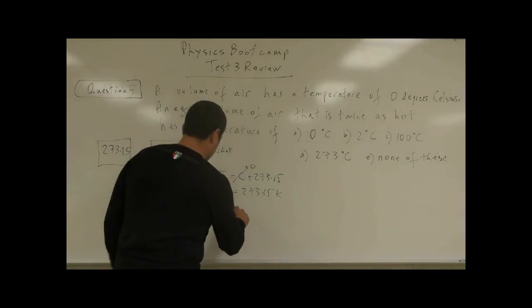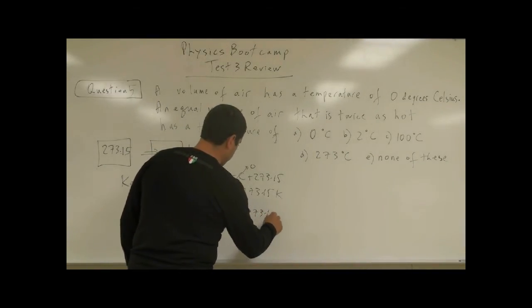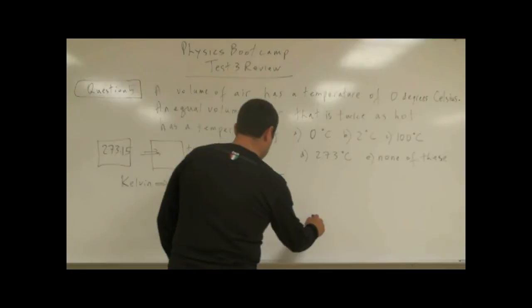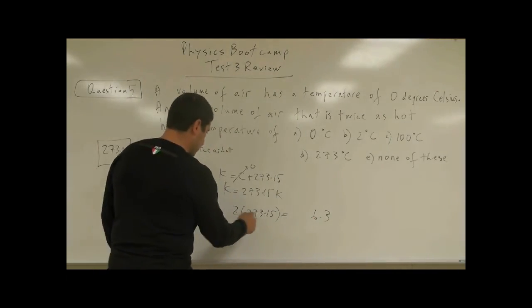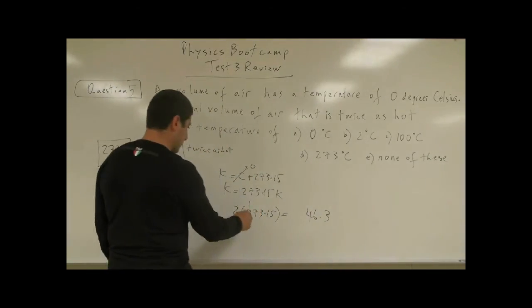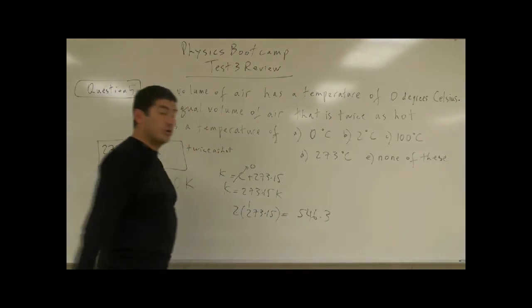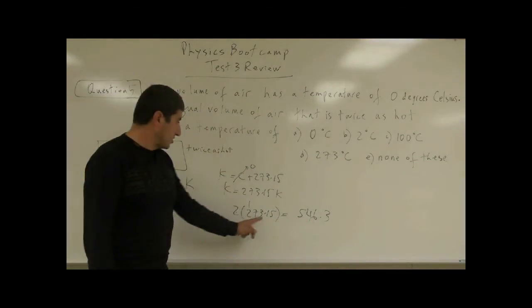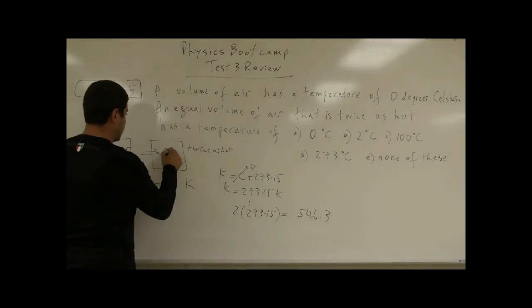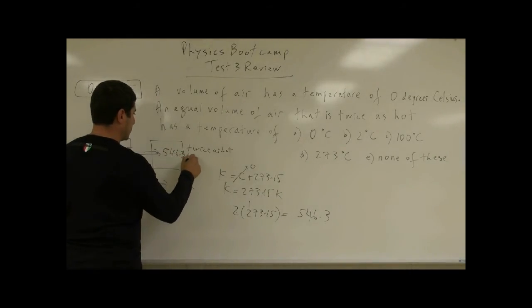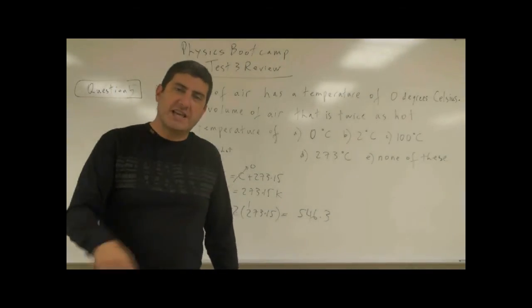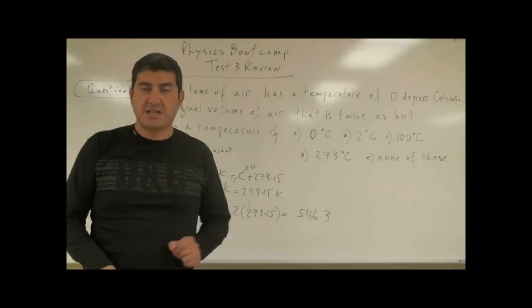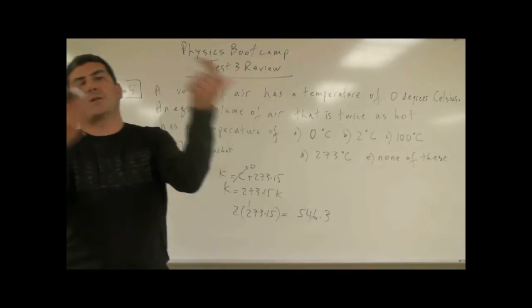So if this is twice as hot, what's twice 273? Right? So 2 times 273.15, that's going to give you what? 2 times 3 is 6. 2 times 7 is 14. 1. 2 times 2 is 4. 5. So twice as hot means the temperature in this one is 546.3 Kelvin.